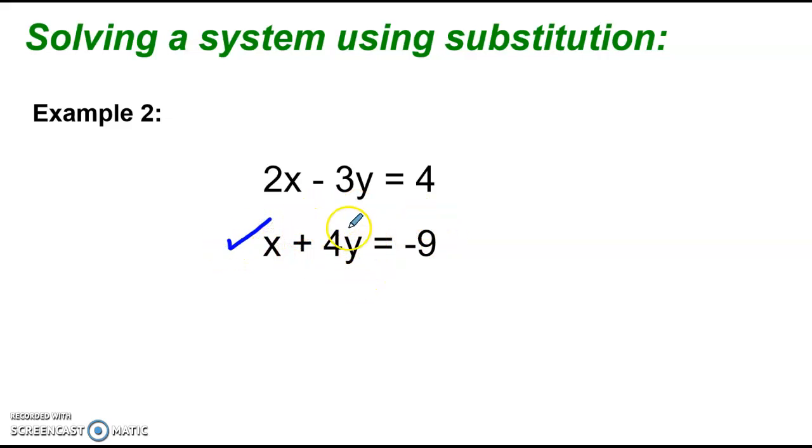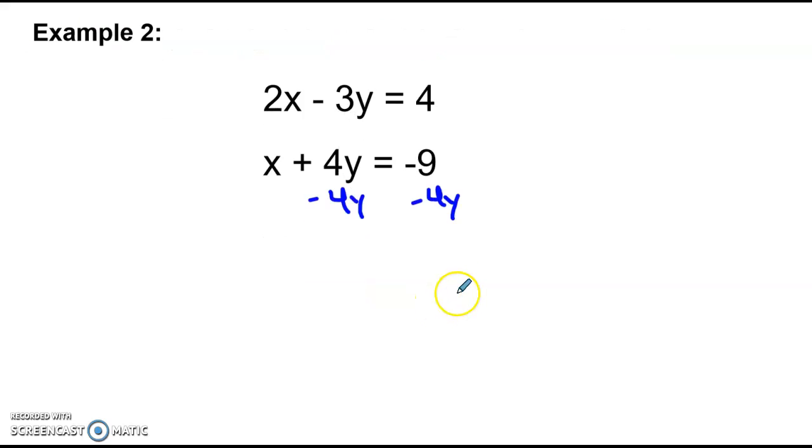And I would solve this equation, not for y this time, but x, because x has a coefficient of 1. So the x is already pretty much by itself here. So all I have to do to get x by itself is subtract 4y from both sides. So you see, don't adhere to slope-intercept for this. All we have to do, the name of the game, is to get a variable by itself. So now I'm going to have x equals negative 9 minus 4y. So we have successfully defined x as this expression.